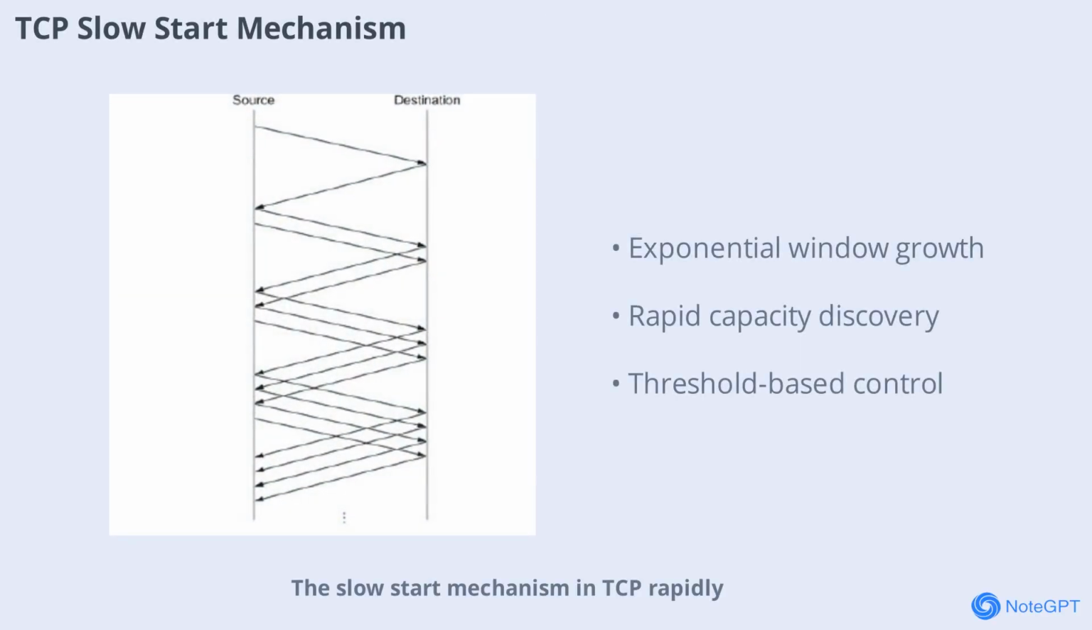The slow start mechanism in TCP rapidly increases the congestion window from a cold start. Initially, the window is set to 1 packet, doubling with each round-trip time as acknowledgements arrive. This exponential growth continues until a threshold is reached or congestion occurs, at which point the window growth slows. Slow start helps TCP quickly find the network's capacity without causing immediate congestion.